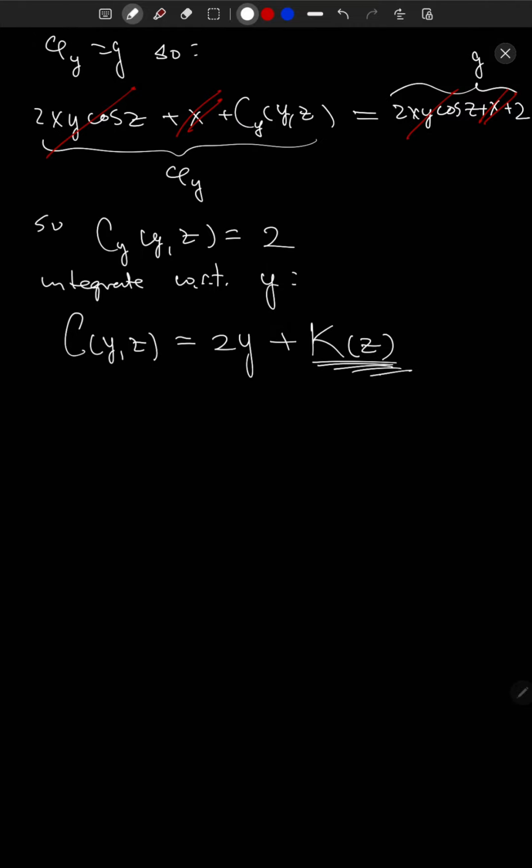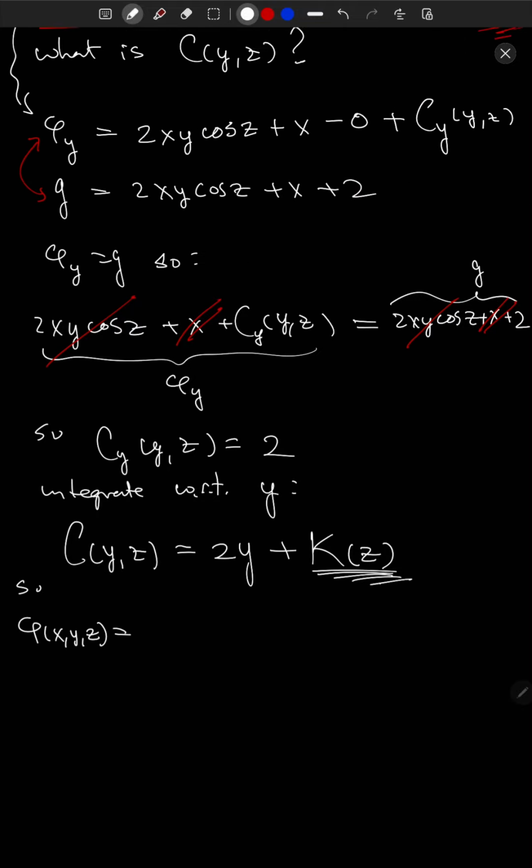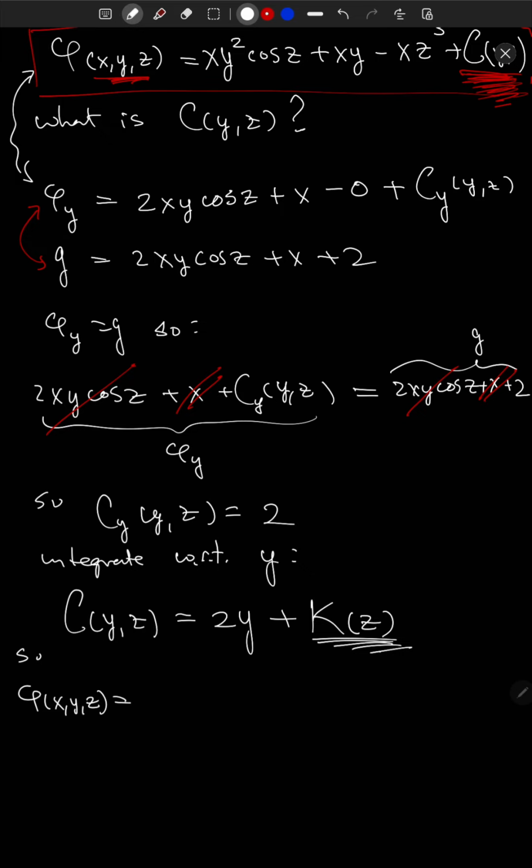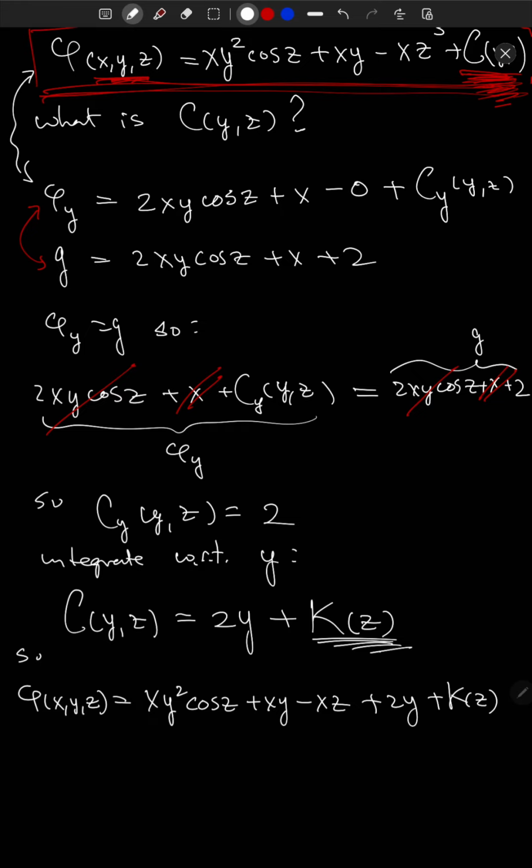All right, so ultimately, we now have phi. So let me write down my updated phi of x, y, z, and I'm just going to copy down what I had up here, with my new knowledge about capital C. So phi of x, y, z is xy squared cos z plus xy minus xz, and then my new information is plus 2y plus k of z.